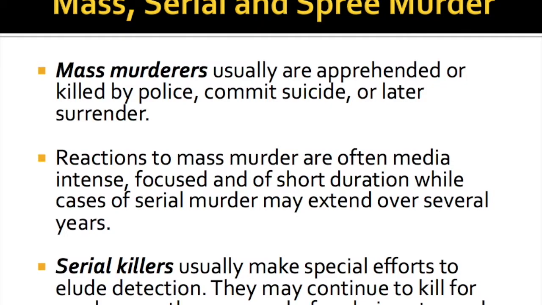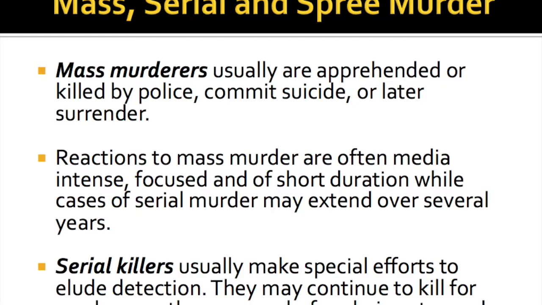Mass murder, okay, serial and spree murder. Mass murderers usually are apprehended or killed by police, commit suicide, or later surrender. It's kind of funny because, what else is there, right? I guess they could get killed by a bystander or something like that. Reactions to mass murders are often media intense, focused, and of short duration, while cases of serial murder may extend over several years. So mass murders happen all at once. Serial killers, it might take 2 or 3 years before we actually come up with who did what, when, where, and how. Serial killers usually make special efforts to elude detection.